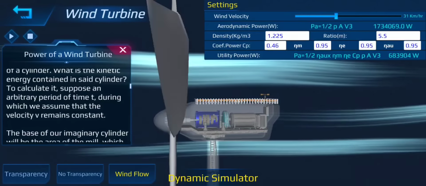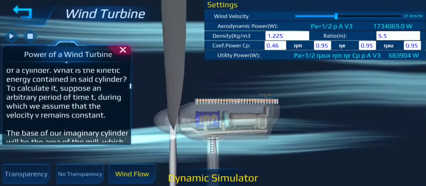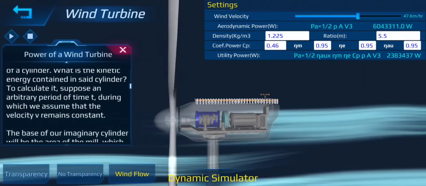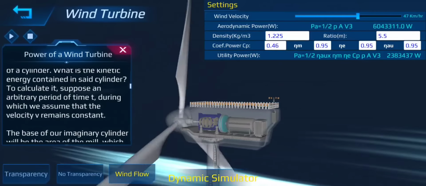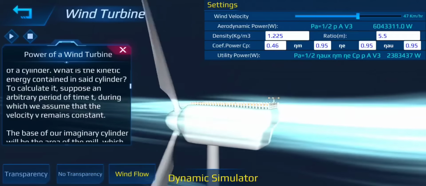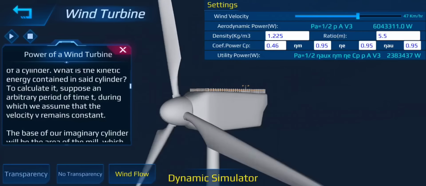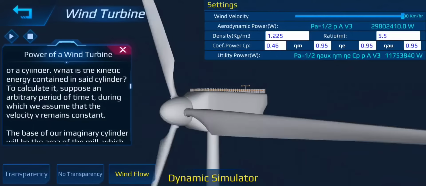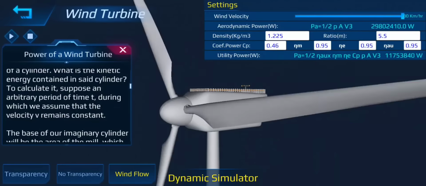The base of our imaginary cylinder will be the area of the mill, which as we know is pi r squared, where r is the length of the blades, the radius of the circumference, which is equal to the length of the blades plus the radius of the rotor. For its part, the height of the cylinder will be the distance traveled by the air in time t, which will obviously be vt. And since the volume of the cylinder is base times height, we have V equals pi r squared vt. Do not confuse V for volume with v for velocity.